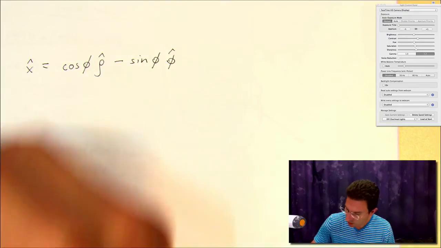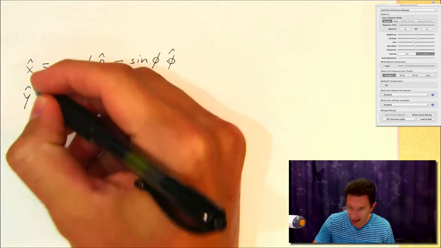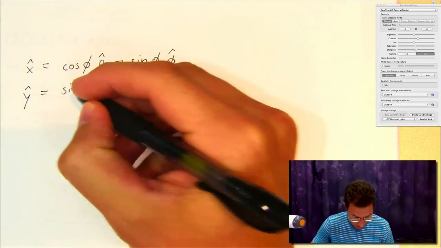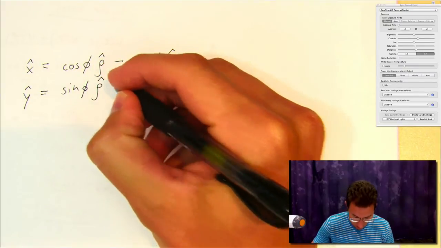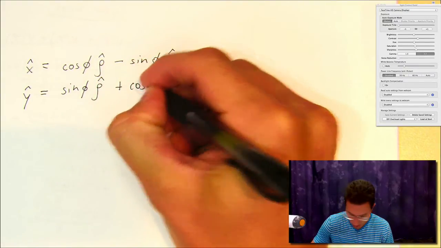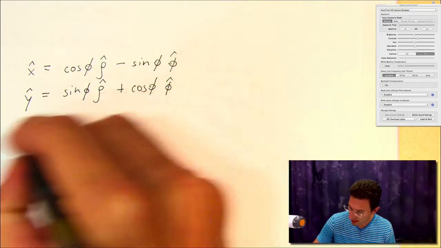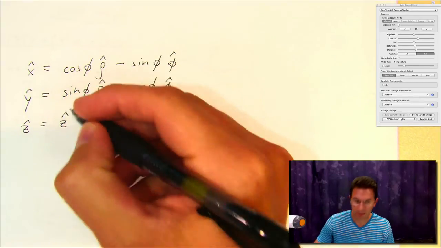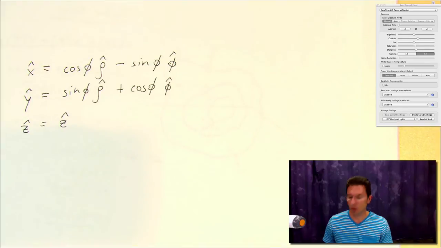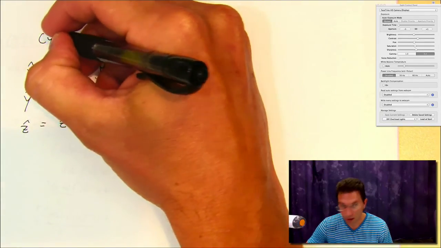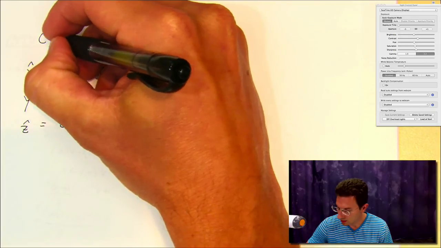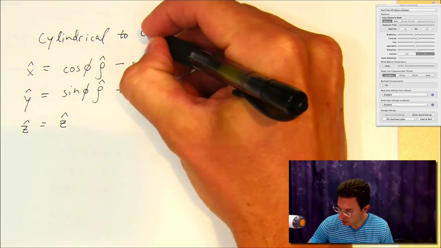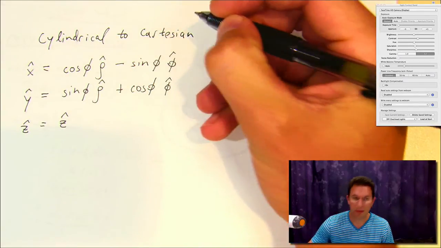Okay, we could say something similar about the y hat vector. Y hat is equal to sine phi rho hat plus cosine phi phi hat, and the z hat vectors are identical in both coordinate systems. Okay, this would take you from cylindrical to Cartesian in that direction.